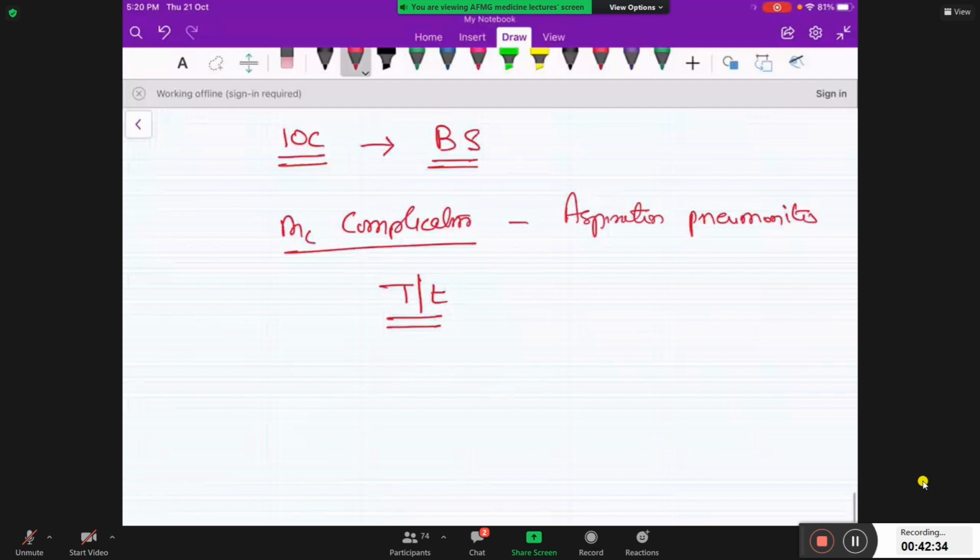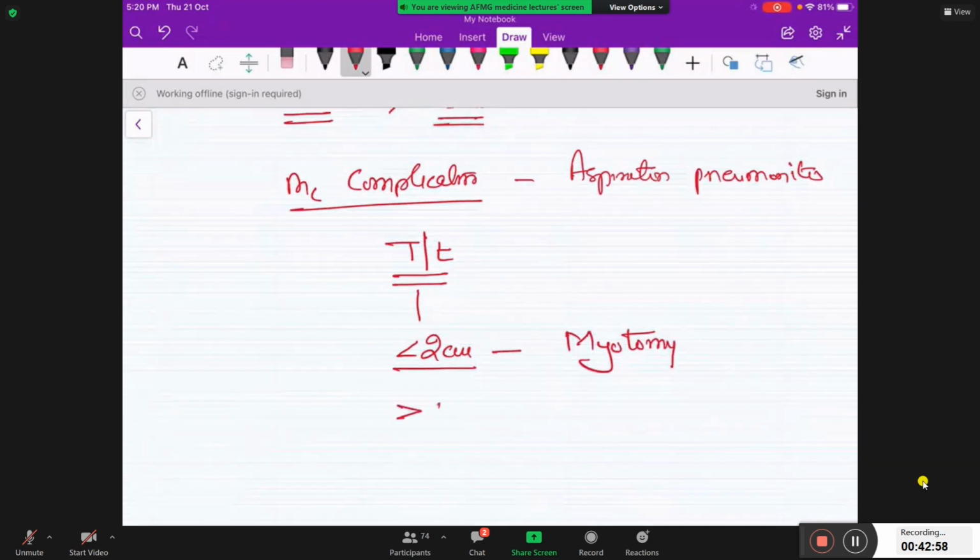it depends on its size. The treatment of Zenker's diverticulum depends on its size. If the size of this diverticulum is less than 2 centimeters, the treatment is myotomy. If it is more than 2 centimeters, then in that case, we have various options.